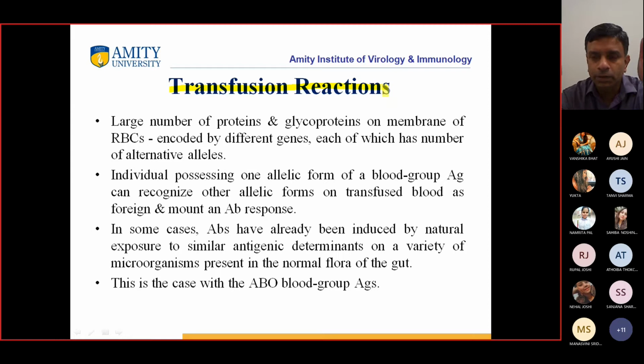Because the person who has blood group A will recognize the blood of group B as non-self. There will be a reaction because the immune system will get activated and will try to remove whatever foreign RBC has entered the body. A large number of proteins and glycoproteins are on the membrane of RBCs, encoded by different genes, alleles. We can leave that.